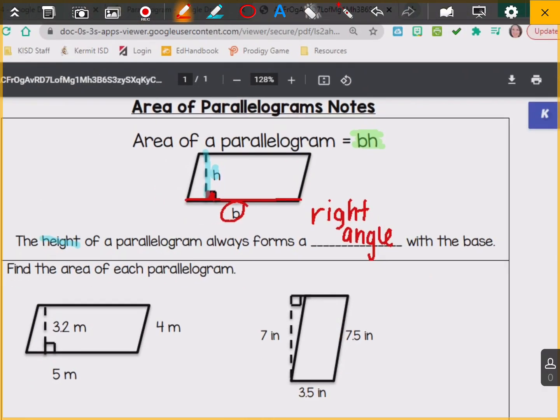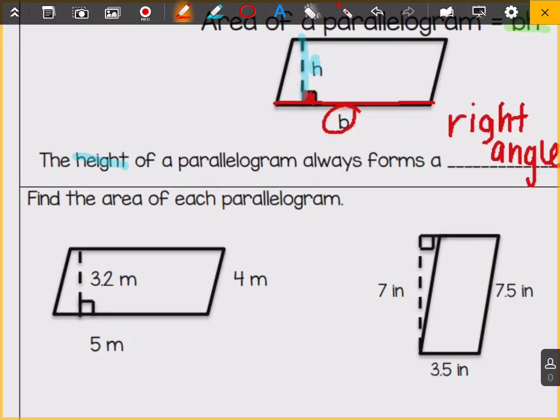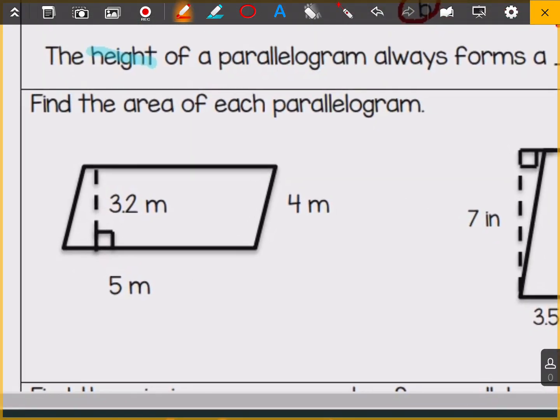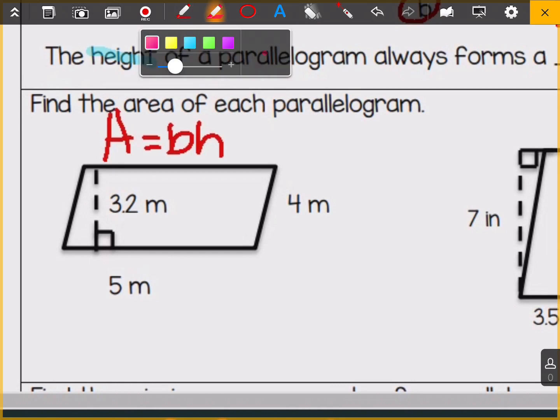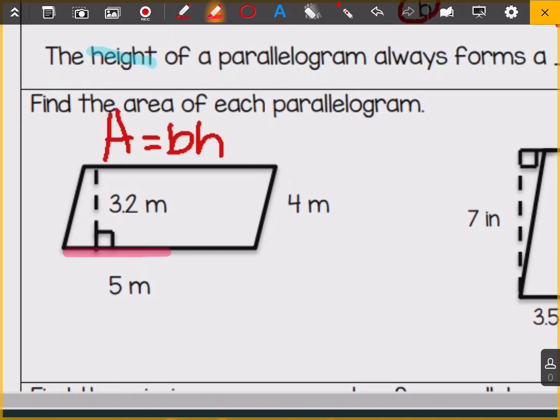So let's look at some of our examples over here. It tells us to find the area of each parallelogram. If you notice in our formula for area of a parallelogram, it's A equals BH, or base times height. We only need two values in order to find the area, and this example gives us 3. So the first thing I need to find is the base, and that is going to be along the bottom. And then this one I'm going to label B.